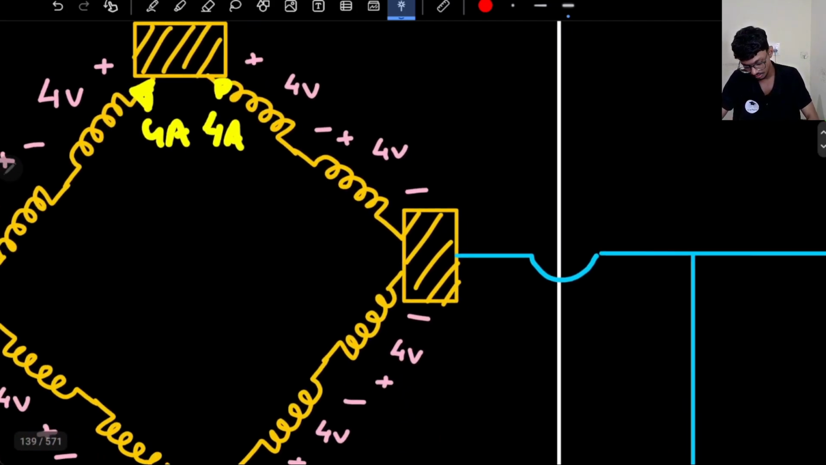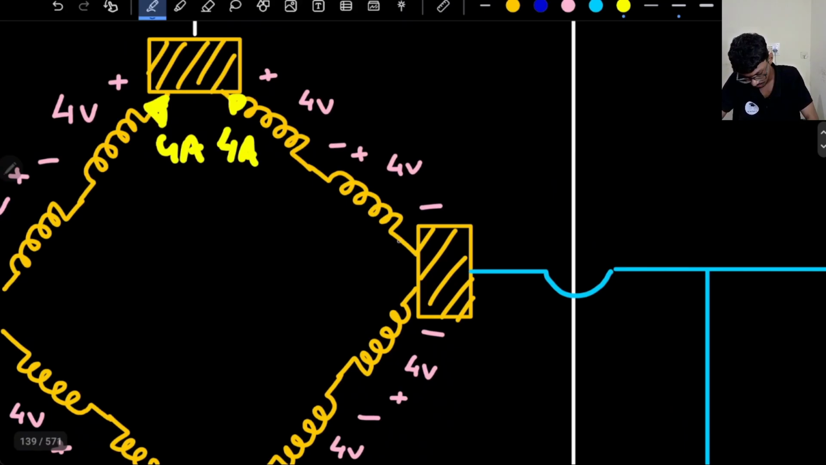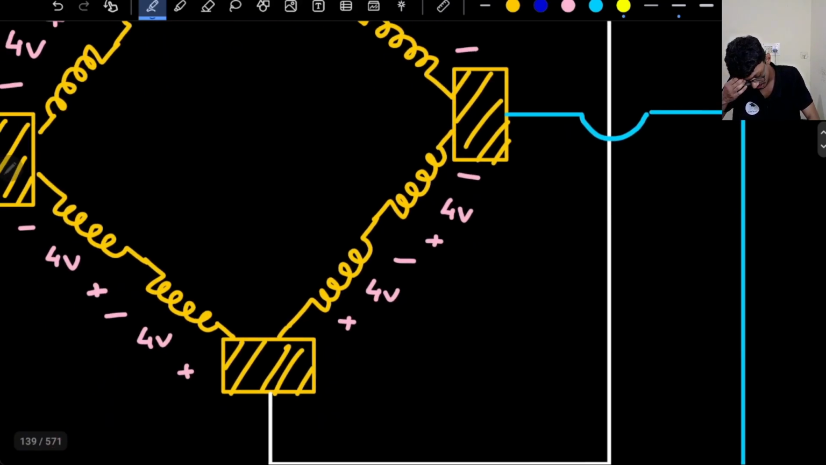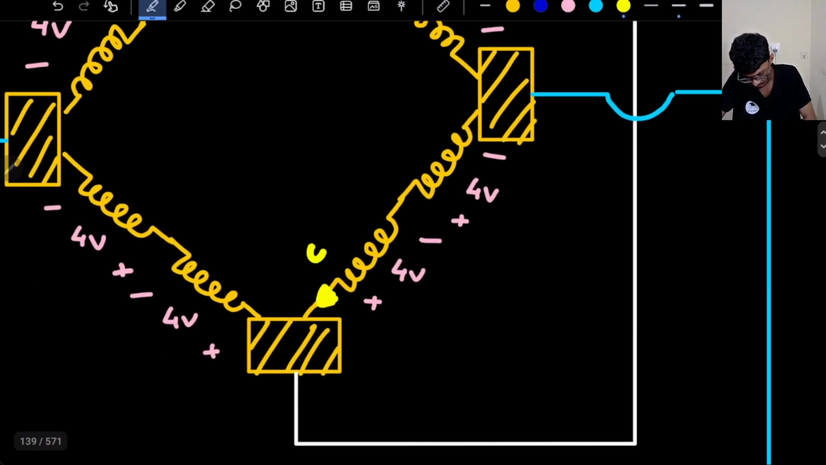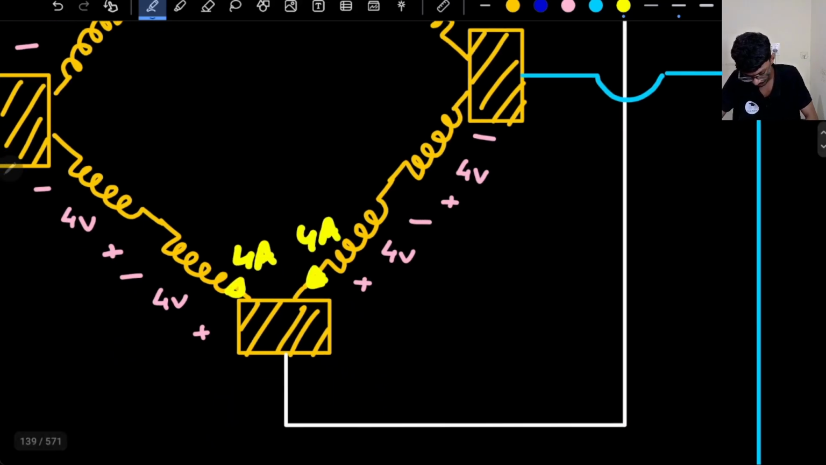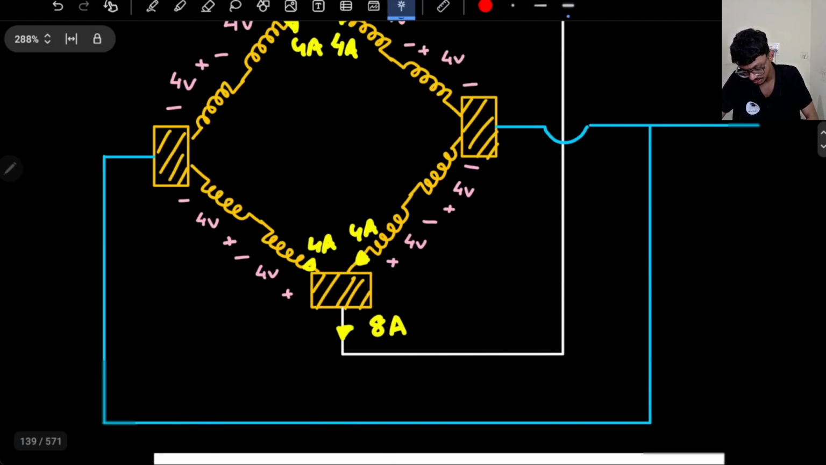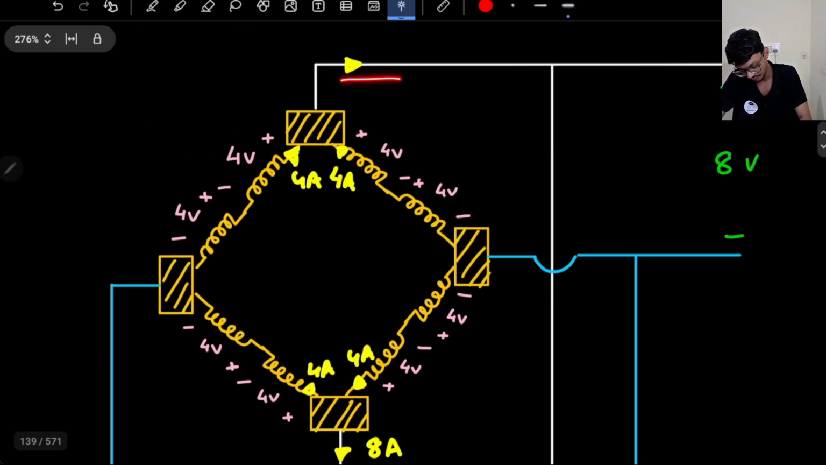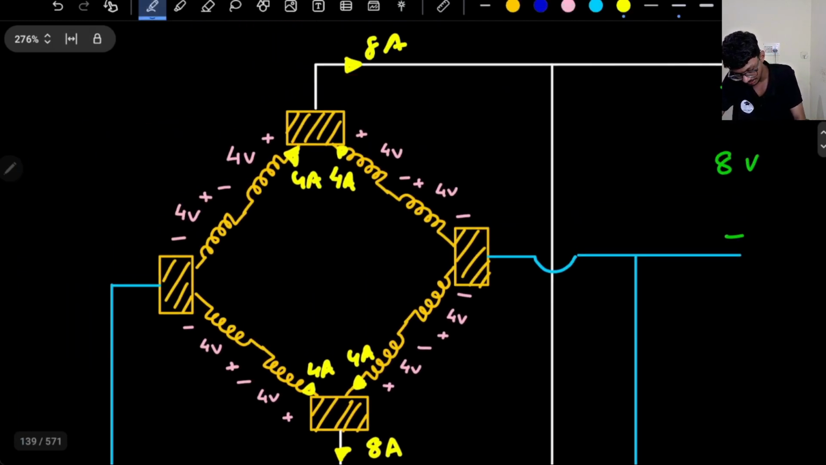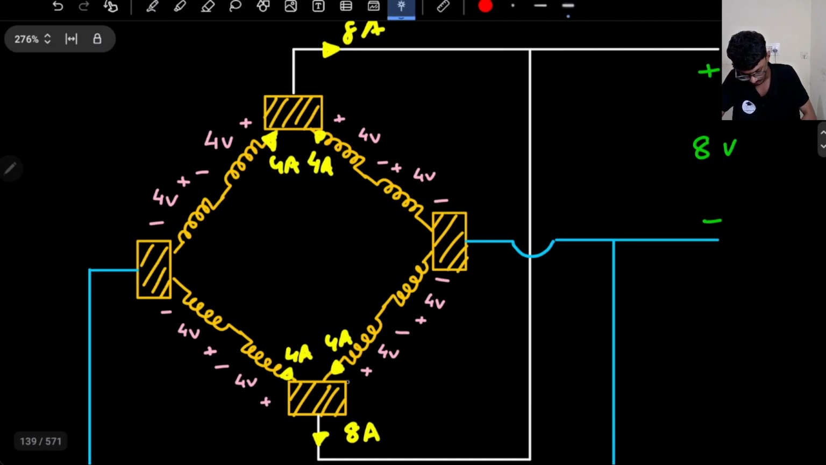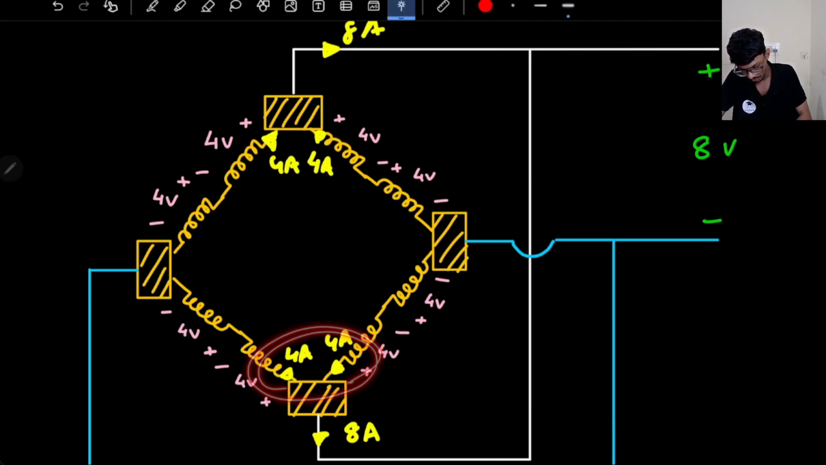Again, if I see, again same thing, right? Basically from this point, 4 amperes will leave from this positive terminal. 4 amperes will leave from this positive terminal. So this will be 8 amperes. Okay, so 8 amperes will leave from here, 8 amperes will leave from here. Again here, this is another parallel path, right? Again these two are the parallel paths, these two are the parallel paths, right?